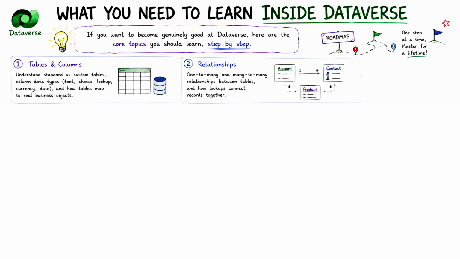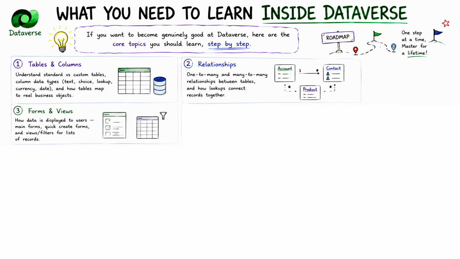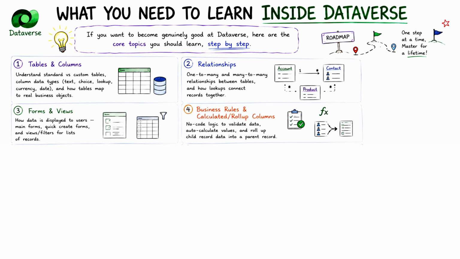Second, relationships. One to many, many to one, and many to many relationships between tables, and how lookups connect records together. Third, forms and views. How data is displayed to users: main forms, quick read forms, and view filters for a list of records.